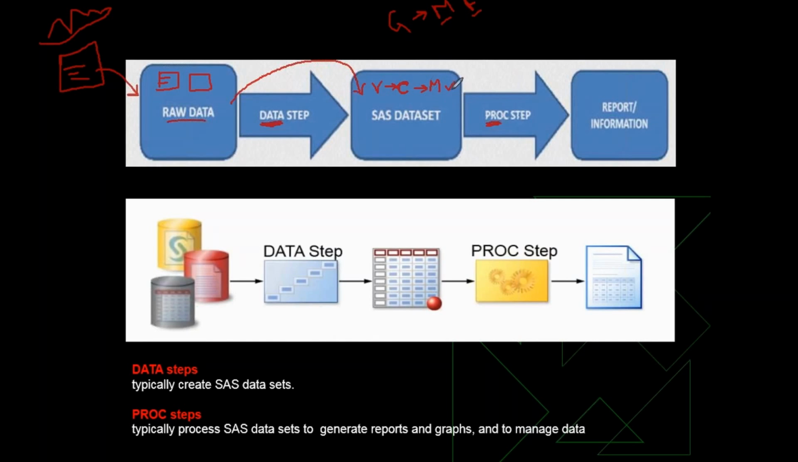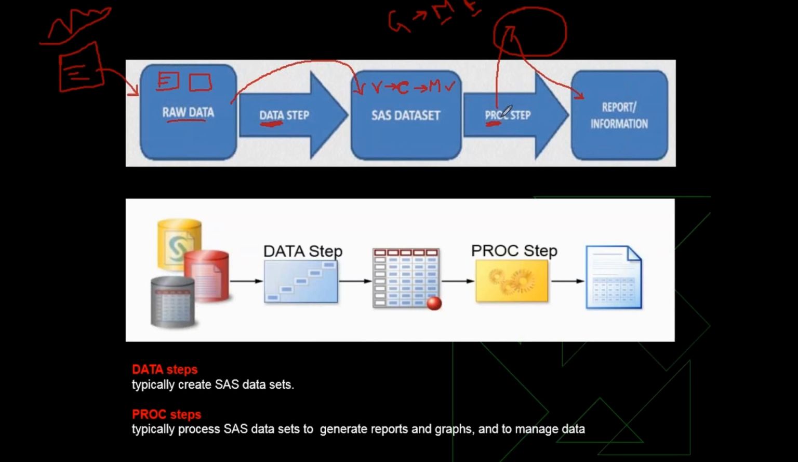Once I perform all the tasks and my data is ready, then we will go to the proc step. Proc is the short form of procedures, and so many procedures are available in my global directory. Whatever procedure I want, I can call it. Based on the procedure, it will give the output. So using the proc step, we convert our data from data to the report format.